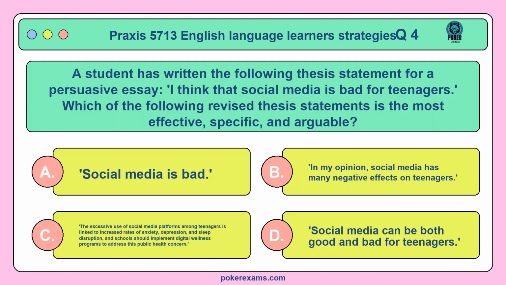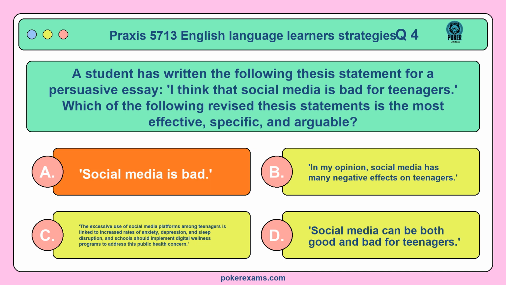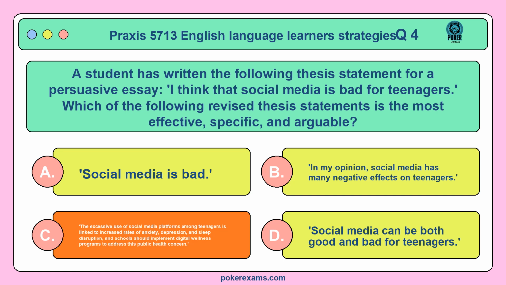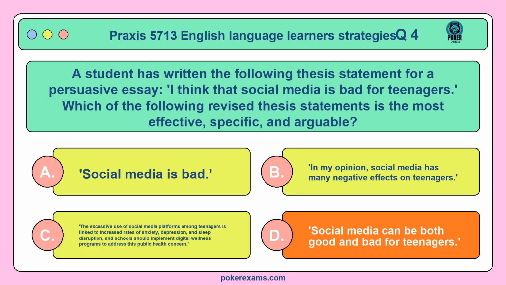Question 4. A student has written the following thesis statement for a persuasive essay. I think that social media is bad for teenagers. Which of the following revised thesis statements is the most effective, specific, and arguable? Option A. Social media is bad. B. In my opinion, social media has many negative effects on teenagers. C. The excessive use of social media platforms among teenagers is linked to increased rates of anxiety, depression, and sleep disruption, and schools should implement digital wellness programs to address this public health concern. Or D. Social media can be both good and bad for teenagers.